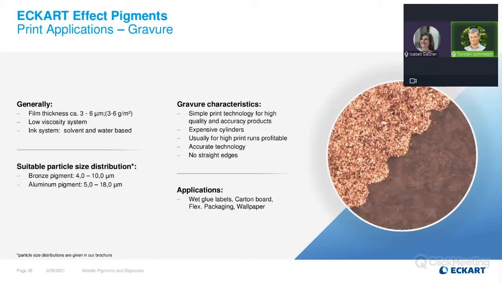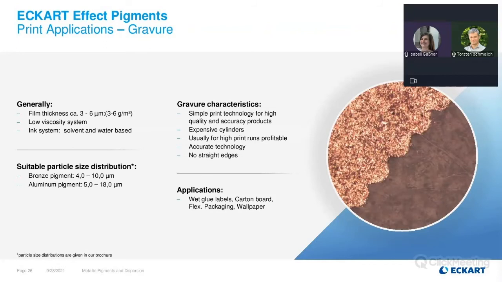Motifs with fine lettering, fine lines, fine motifs, of course, will need finer particles. So here we are in the range of 4, 5, 6 microns, ideally for fine line printing. However, if large areas are to be printed and higher brilliance is required, then coarser particles from 10 to 12 micron can be used for gravure printing. This, however, requires a different specification of the cylinder, with wider screen rulings, and then bronze pigments of coarser particles can be used without problems. For aluminium, the particle size is a bit more flexible.